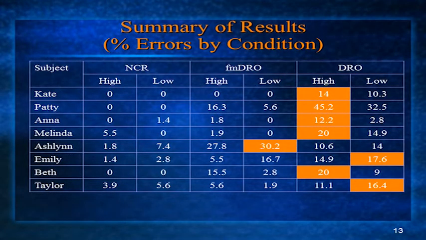So rather than show you all the graphs, I thought I would put the data in a table. What you're looking at here is the percent of trials with an error by condition for each subject. So the orange boxes indicate the condition with the highest percentage of errors for that particular subject. By far, interval DRO was the most problematic condition. 7 of 8 subjects had the largest number of errors in one of the interval DRO conditions. The fewest errors were made in the NCR conditions, and this was true for every subject with the exception of Taylor. And actually, 3 of 8 subjects never made an error in any of their NCR sessions.